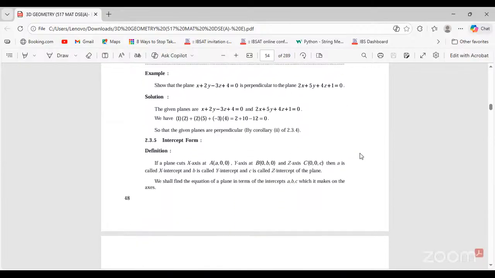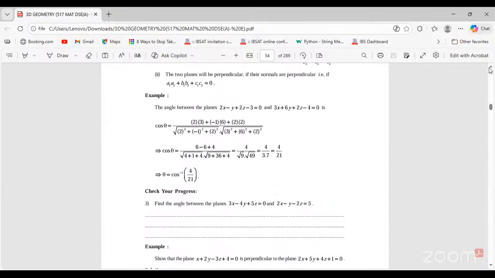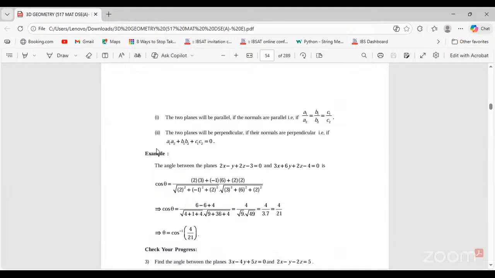This is one more example. Show that the plane is perpendicular to the plane. What is the condition? A1 A2 plus B1 B2 plus C1 C2 equals 0. We already discussed this formula. Two planes are perpendicular if this condition A1 A2 plus B1 B2 plus C1 C2 equals 0 holds.